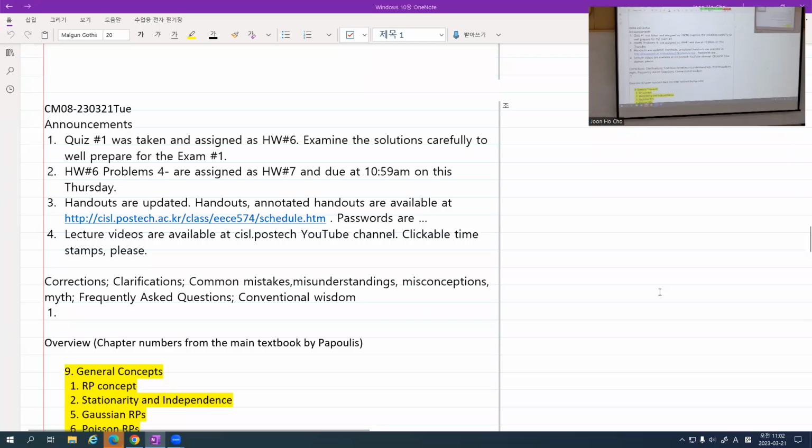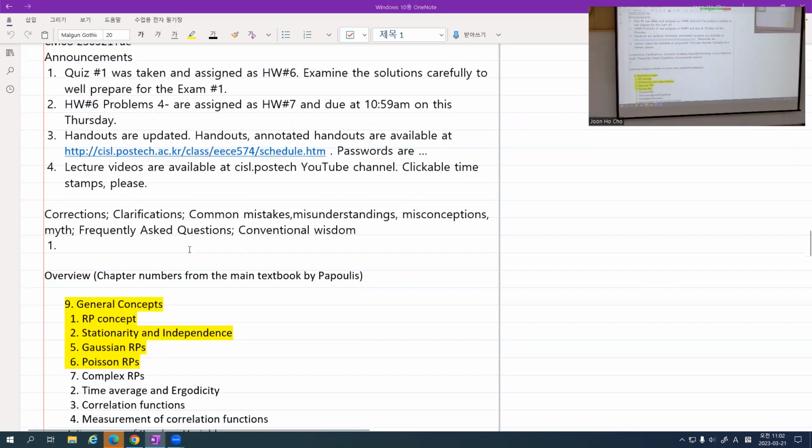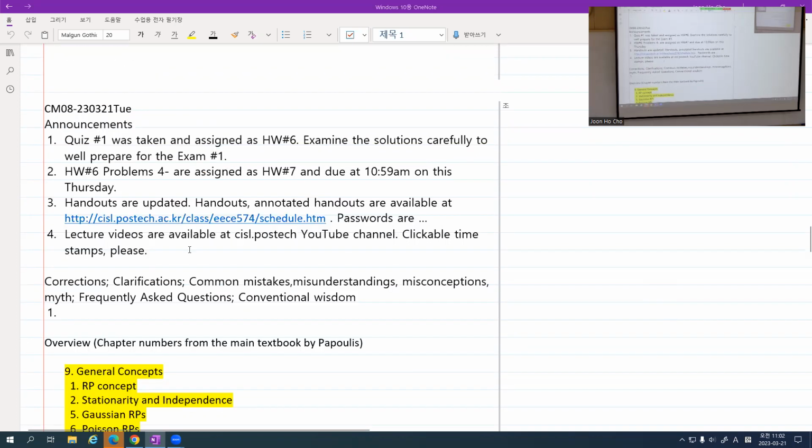Okay, this is the eighth class meeting of EC574, the graduate level probability and random processes. We've taken quiz one, and it was also assigned as homework number six. And I hope you examine the solutions I posted to PLMS carefully and learned a lot. And if you haven't learned a lot, I recommend you do it again.